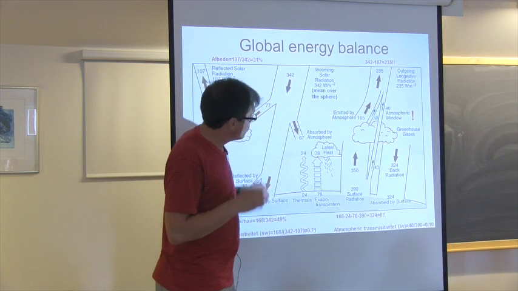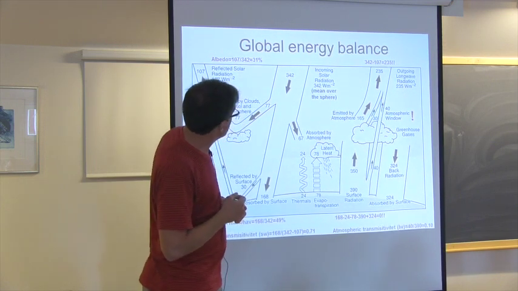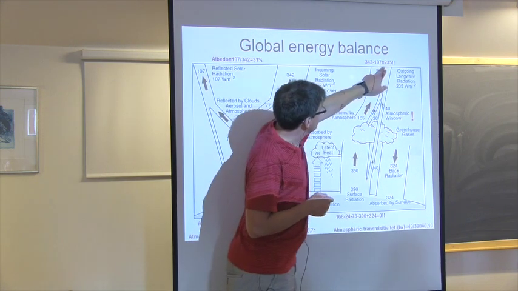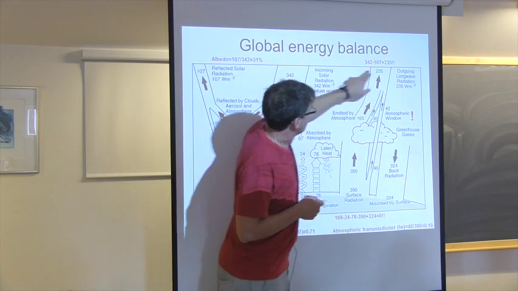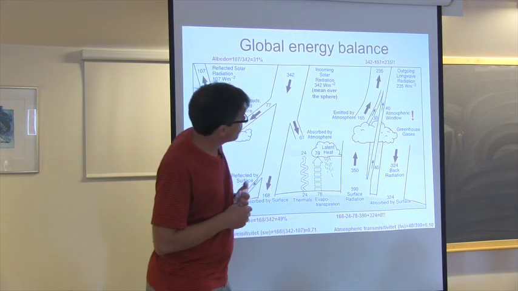We will not go into all of these different numbers again. But this number up here is what we get looking at the incoming minus the outgoing. It is something like 235 watts per square meter.